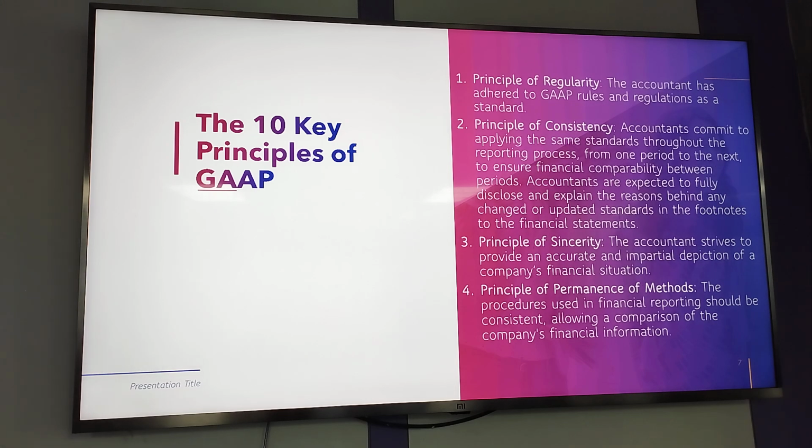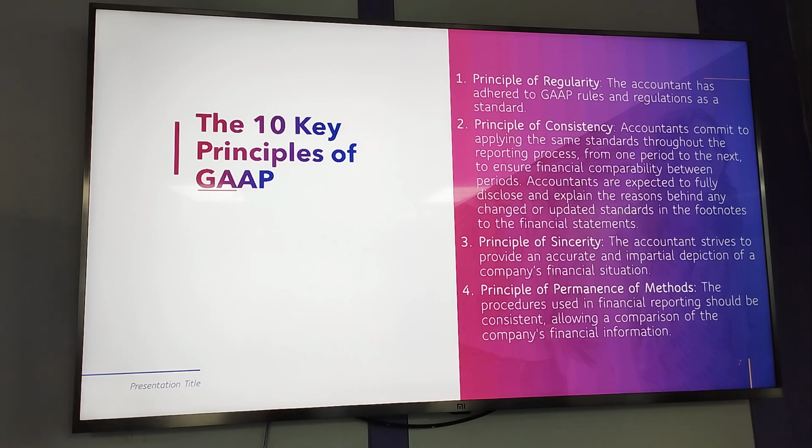Now let's look at regularity. The accountant has adhered to GAAP rules and regulations as a standard. Consistency. Accountants commit to applying the same standards throughout the reporting process from one period to the next to ensure financial comparability between periods. Accountants are expected to fully disclose and explain the reason behind any change or update to standards in the footnotes to the financial statements.